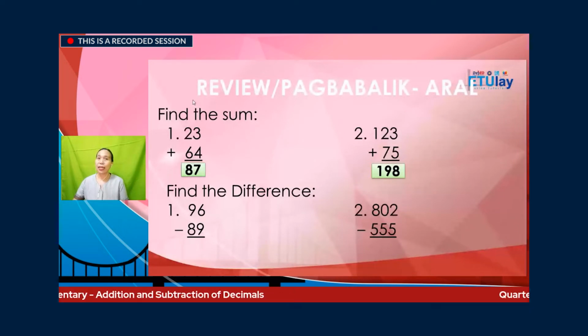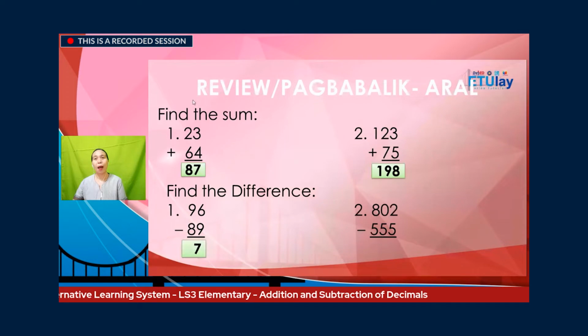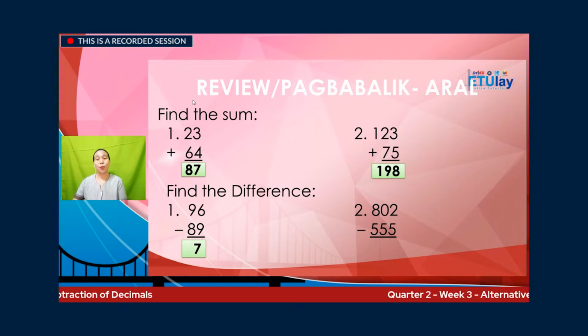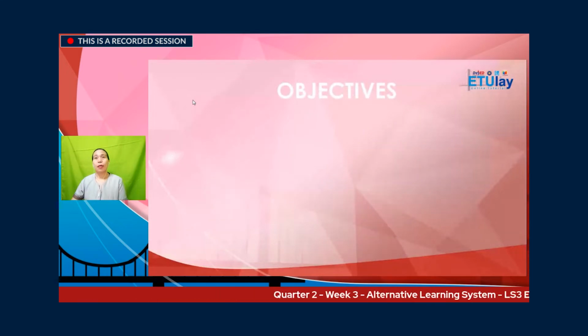Now, let's find the difference this time. 196 minus 89. 5, 4, 3, 2, 1. You got it right. The answer is 107. Number 2, 802 minus 555. 5, 4, 3, 2, 1. Very good. The answer is 247.